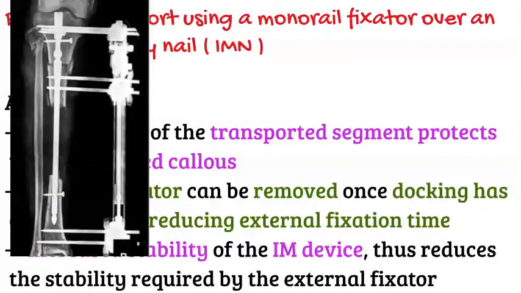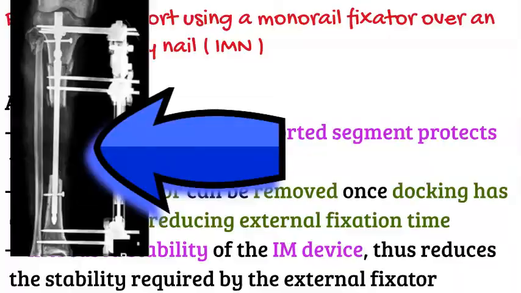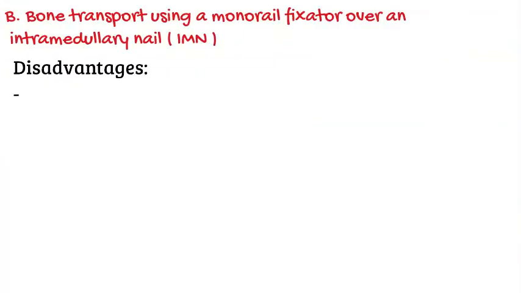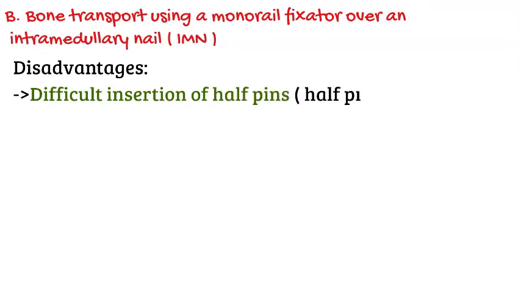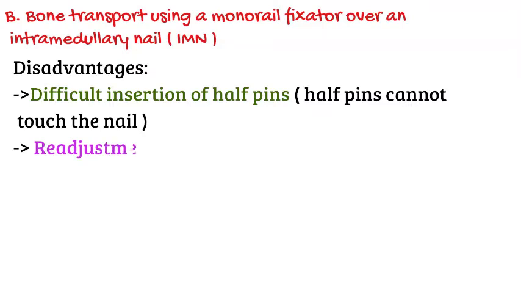This picture illustrates the X-ray of the right tibia and fibula with the bone transport using a monorail fixator over an intramedullary nail. The disadvantages of this technique include difficult insertion of half pins. Half pins cannot touch the nail.